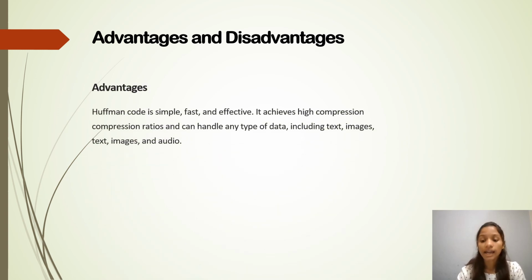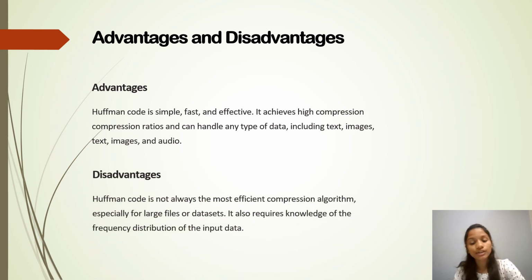Now let us discuss the advantages and disadvantages of the Huffman code. The advantages: Huffman code is simple, fast and effective. It achieves high compression ratios and can handle any type of data including text, images and audio. The major disadvantage of this Huffman code is that it is not always the most efficient compression algorithm, especially for large files or data sets. It also requires knowledge of the frequency distribution of the input data. So the major disadvantage is that we require knowledge of the string's frequencies. This is the major drawback of this Huffman code.